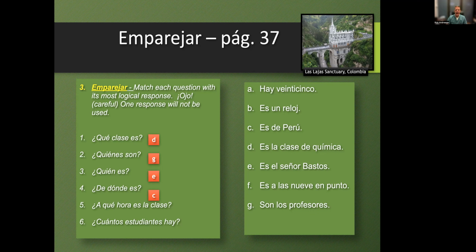¿A qué hora es la clase? What time is the class? At what hour is the class? Letra F. Es a las 9 en punto. Clase, repitan. Es a las 9 en punto. Muy bien. Número 6. Clase, repitan. ¿Cuántos estudiantes hay? Y la respuesta es la A. Hay 25. Clase, repitan. Hay 25. Okay, muy bien. So some typical questions with some typical answers.